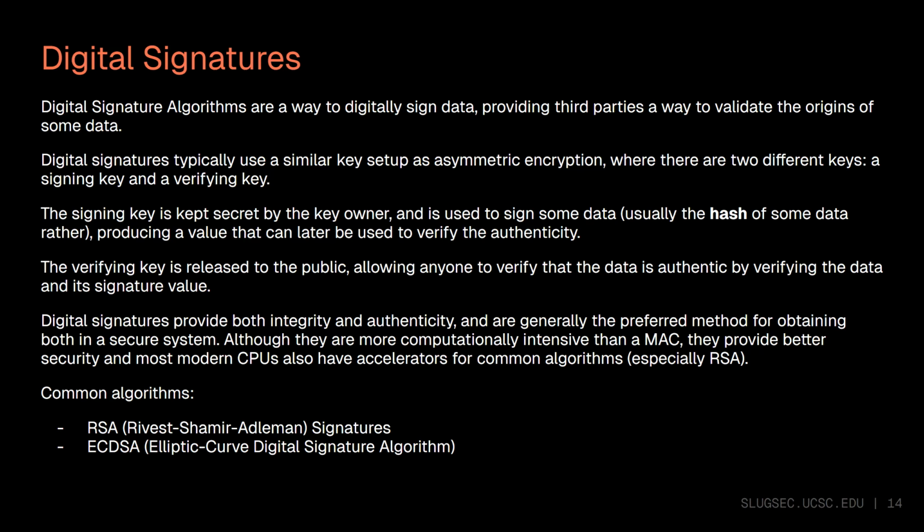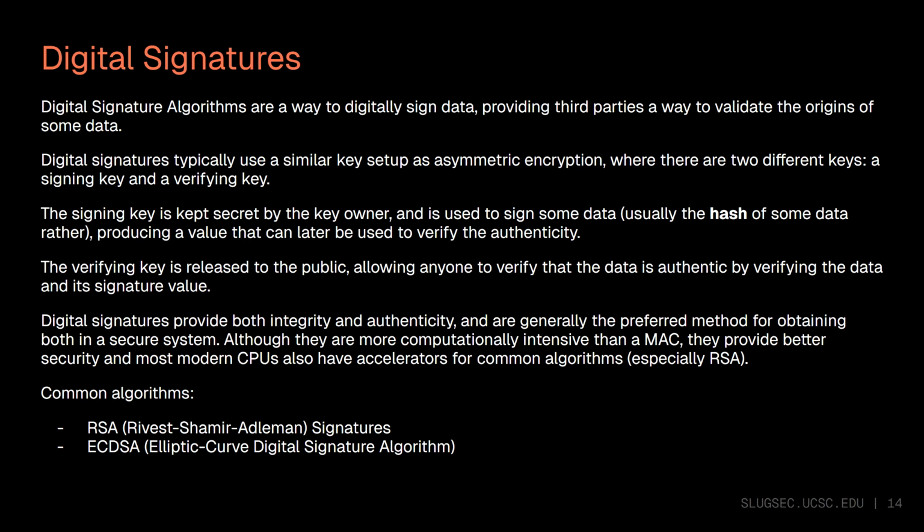So digital signatures typically use a similar key setup as asymmetric encryption, where you have two keys, an encryption key and a decryption key, or in this case, a signing key and a verifying key. The signing key is kept secret. So this is like the private key or the decryption key in asymmetric encryption. The signing key is used only by the person who owns the two keys. This key is used to sign some data as authentic, right? So you don't want this key getting out. You don't want to leak this key because anyone who has this key can sign the data, and anyone else can verify that that data is valid if they are able to sign it with that signing key.